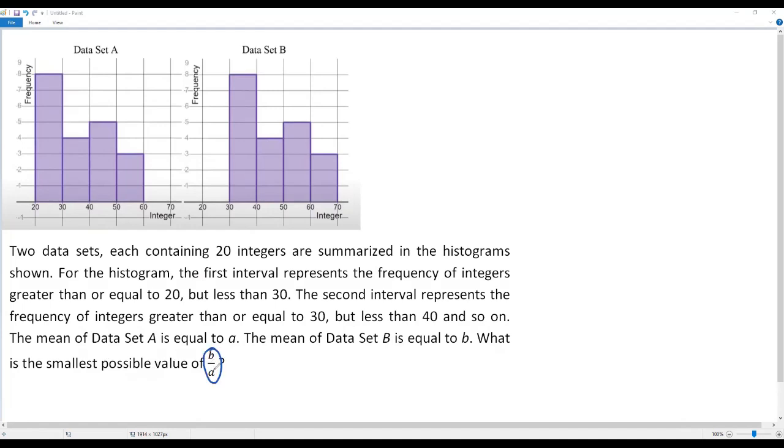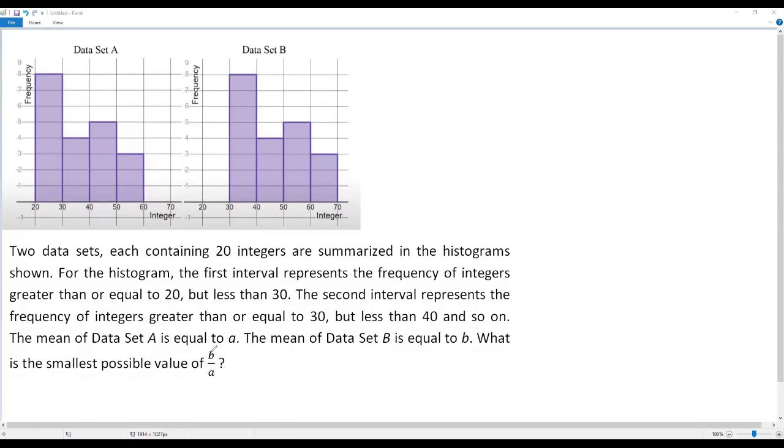In this B over A, this lowercase b is the mean of data set capital B, and this lowercase a is the mean of data set capital A. So to get the value of this fraction B over A, we need the means of the two data sets, data set capital A and data set capital B. And also we have to get the smallest possible value of this fraction.